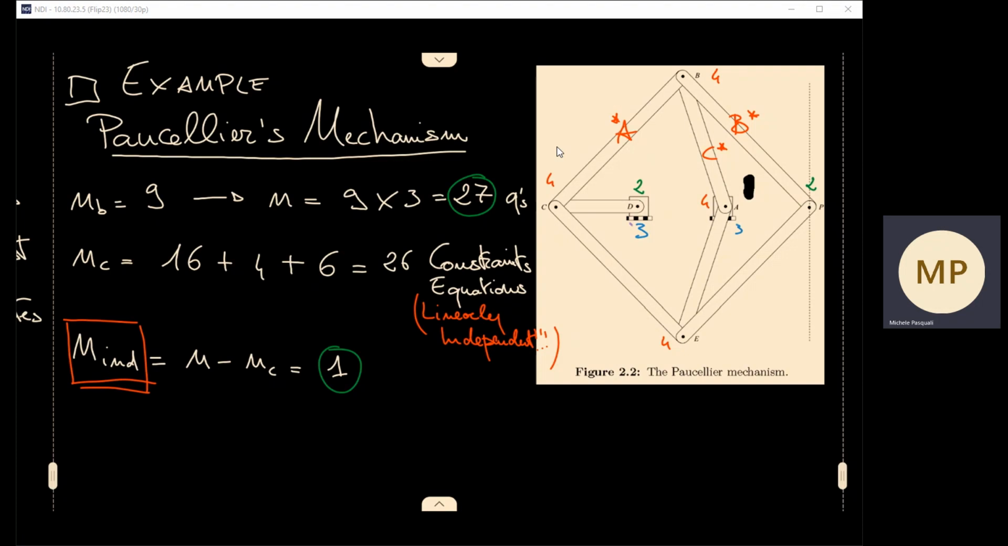This number of independent parameters is called the degrees of freedom of the system. Typically abbreviated with the acronym DOFs. Degrees of freedom. Okay.